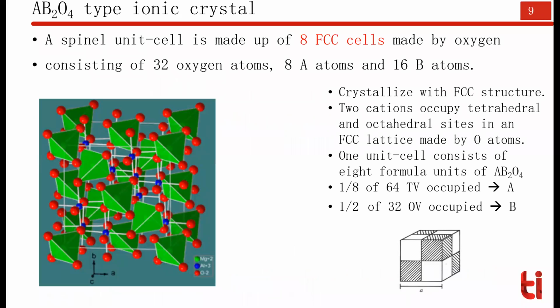Yeah, you have only two atoms, A atom and B atom, right? A atom goes and occupies the tetrahedral voids. So A is always at tetrahedral, and B is at octahedral void, right? How many A do you have? 8. And how many tetrahedral voids do you have?